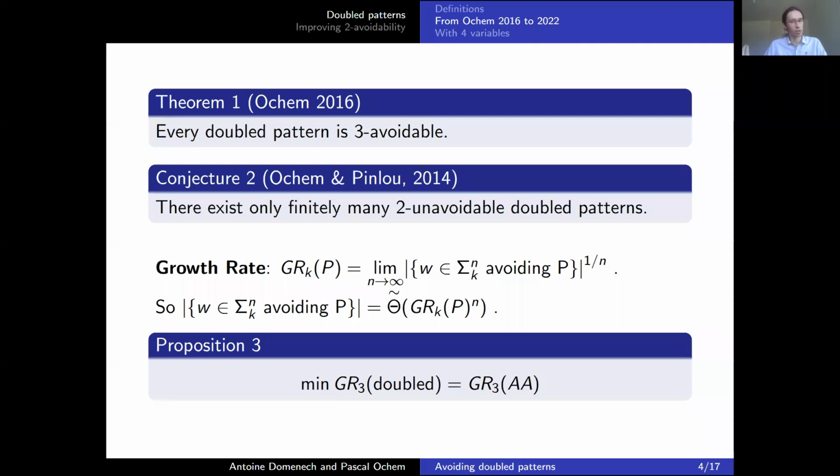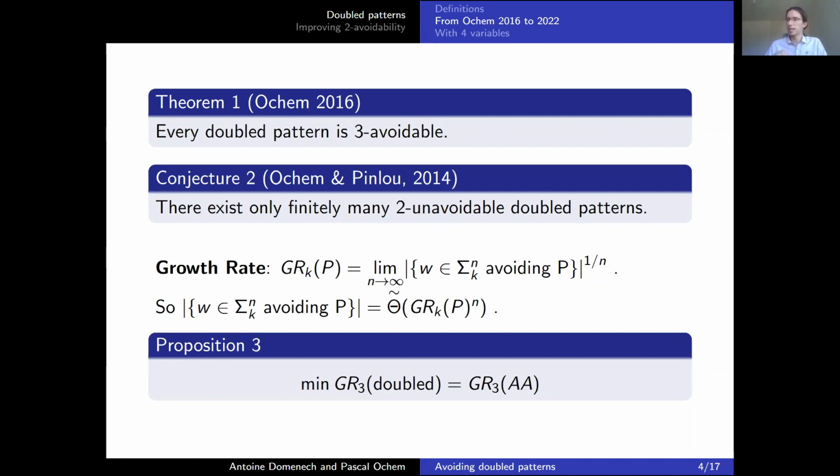And then, well, we know that they are 3-avoidable. The logical question is, how many of them are 2-avoidable? We know that not all of them are 2-avoidable because squares are not, but clearly they are not all 2-unavoidable because cubes are avoidable. So how do double patterns behave? In a previous paper in 2014, Pascal and Alexandre Pinlou had conjectured that there exist only finitely many 2-unavoidable double patterns.